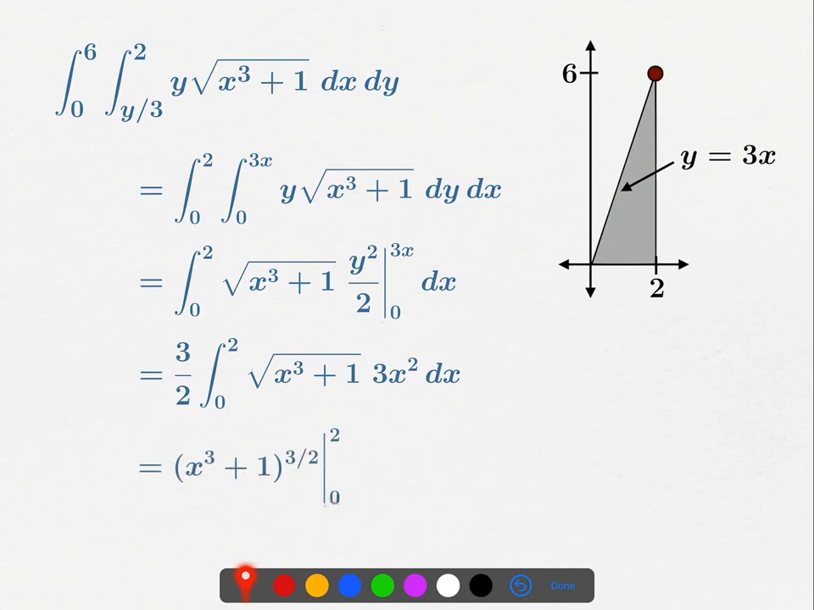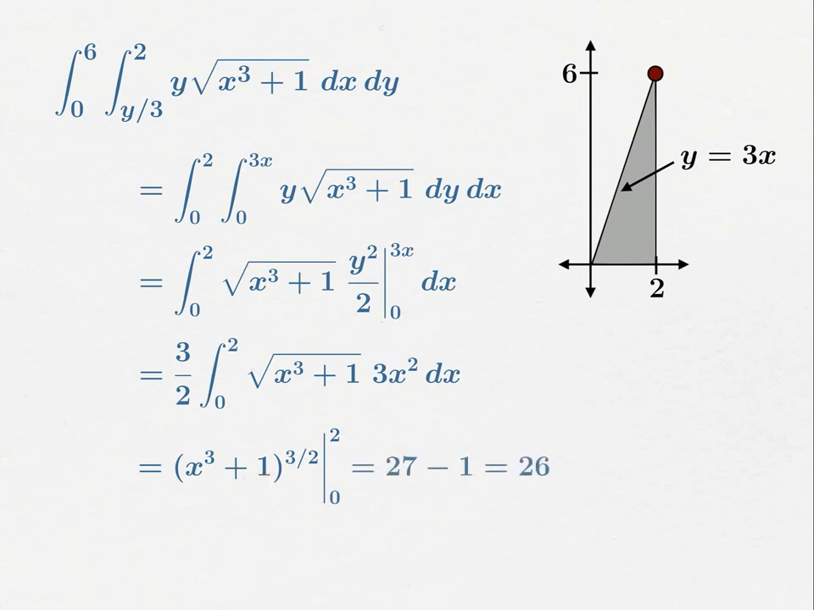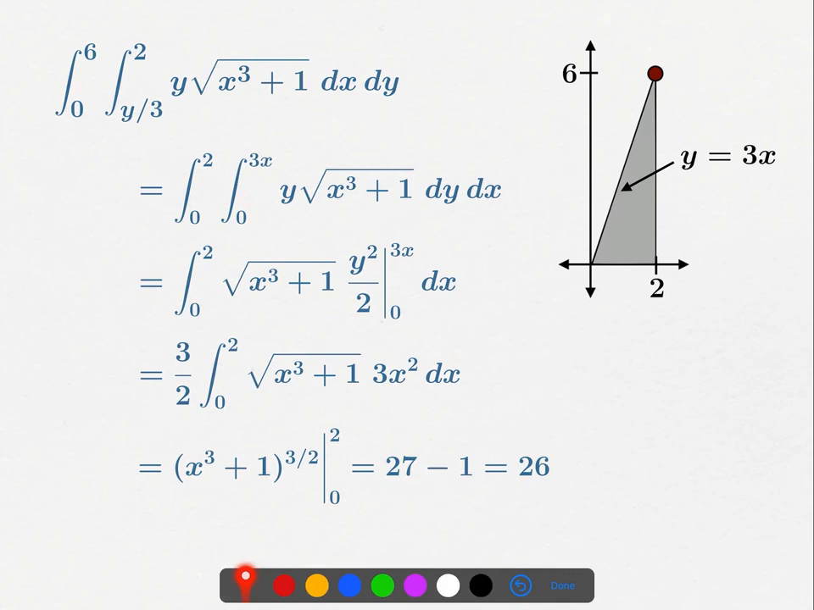And I want to evaluate this from x equals 0 to 2. When I plug in 2, I have 8 plus 1, which is 9, raised to the 3 halves. 9 to the 1 half is 3. So when I cube that, I'm getting 27. I plug in 0, I get 1. So I'm getting 27 minus 1, or 26. So the answer to this double integral we started with is 26. So that's the answer to this question.